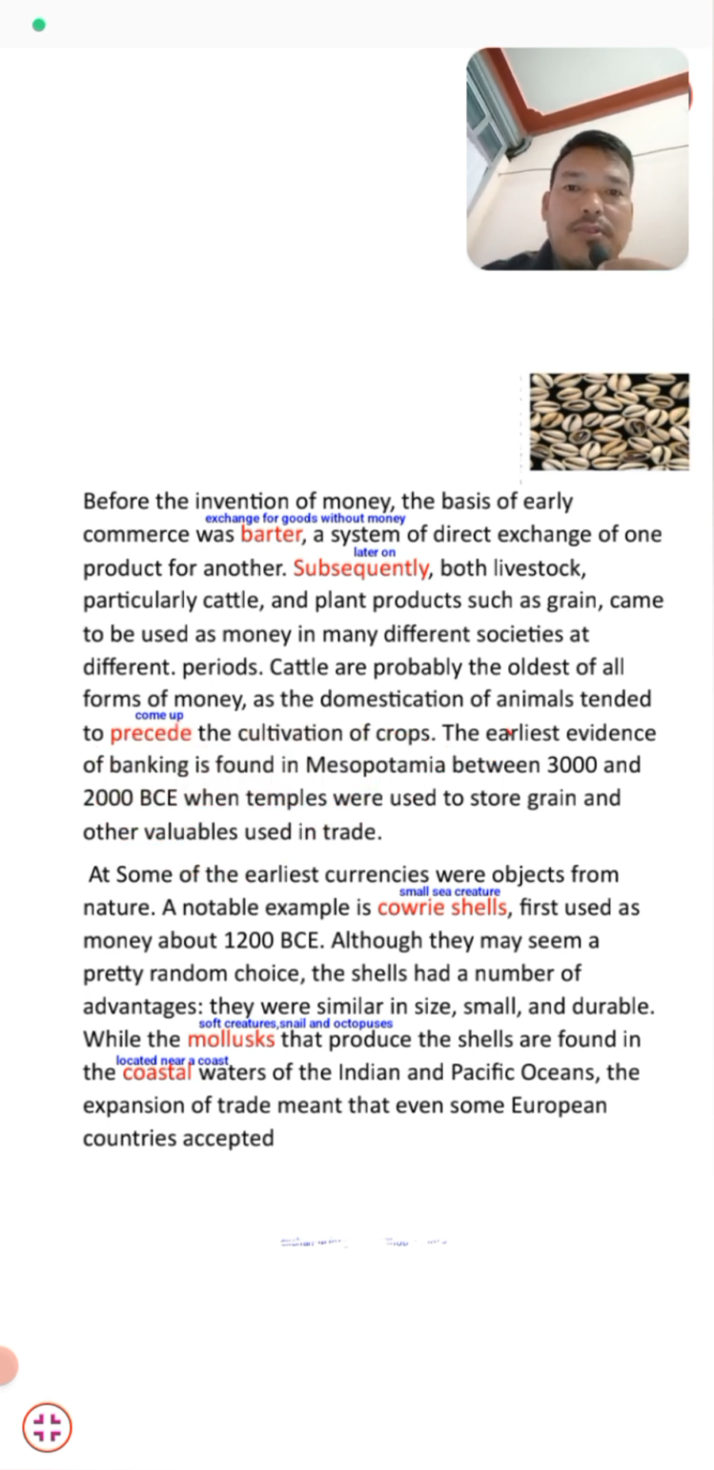In this paragraph, students, we have talked about money, how it was used, what the forms of money were, and some banking systems. Now I'll take you to the next paragraph.